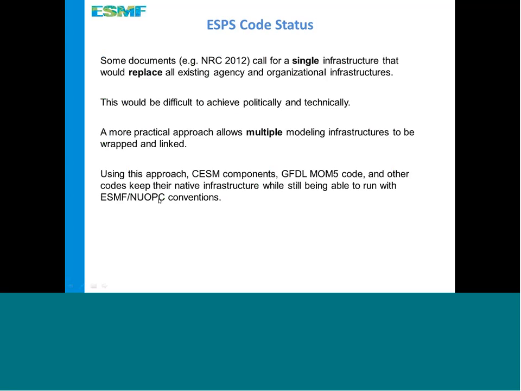A little bit of vision versus reality. Some documents had called for a single infrastructure that would replace all the existing infrastructure, and that's not really what we're doing. What we're doing is wrapping, for the most part, native infrastructures so that GFDL and CESM can keep their native infrastructure while still being able to run with the ESMF and WASP conventions.